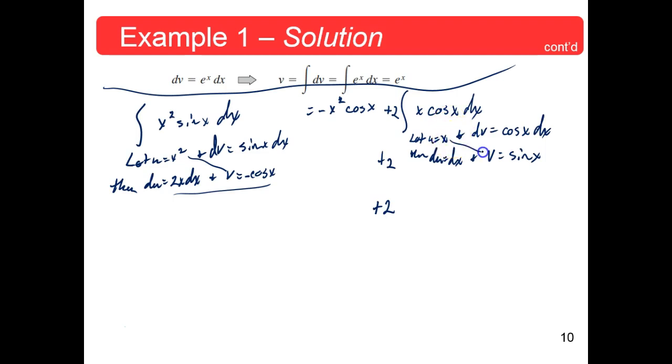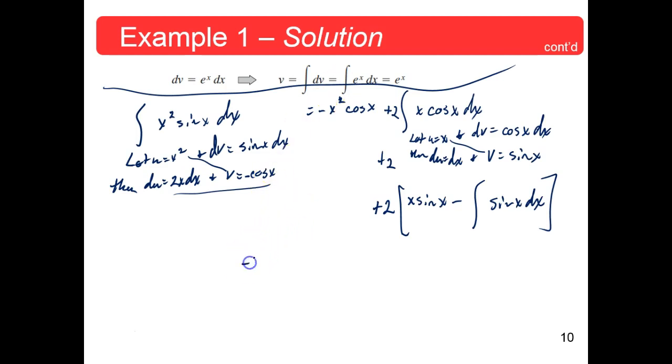u times v, which is x sine x. What's next? And then the integral. But something goes before the integral. It's minus the integral of sine x dx. Very good. Okay. Now, I think I'm ready to bring everything down.